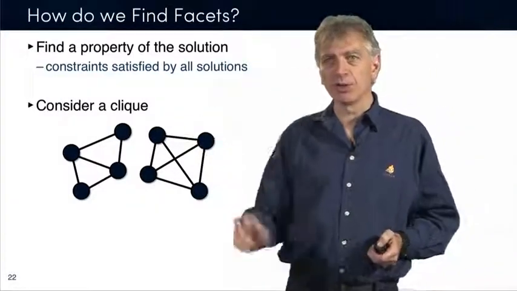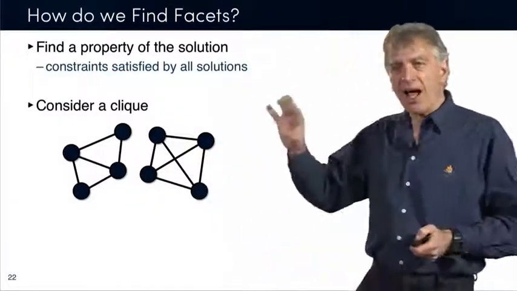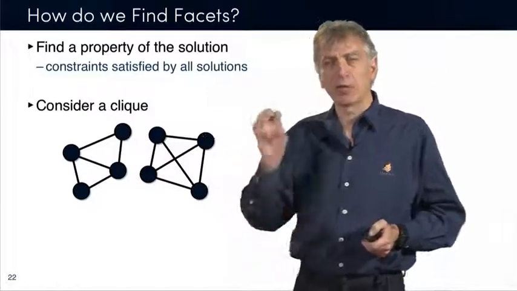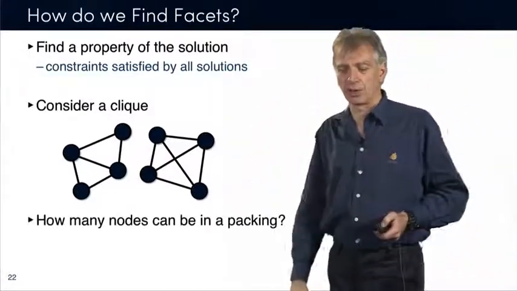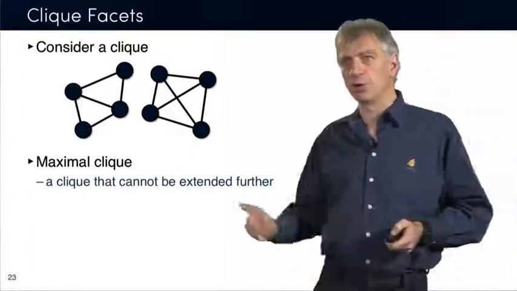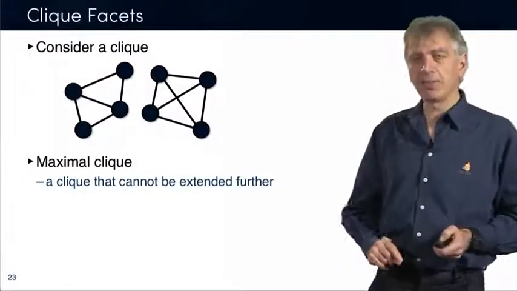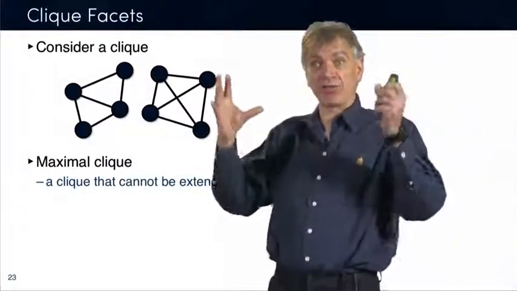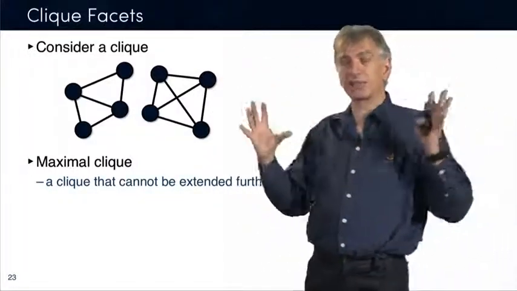So what we're going to do is take the formulation and add all the clique constraints that were present in the instances that we looked at. And we're actually going to do better than that. We are going to look at the maximal clique. And what is the maximal clique? It is the largest clique that we can find. Okay, so it's a clique that essentially cannot be extended further.